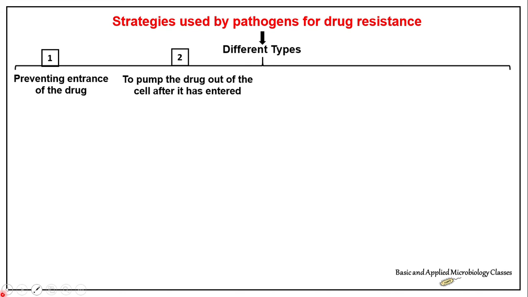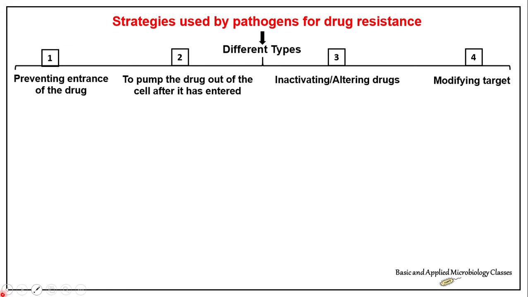Second strategy which is used by pathogenic bacteria is to pump the drug out of the cell after it has entered. Here, the drug has already entered inside the bacterial cell, but bacteria will pump it out, so that the drug should not show any negative response on the bacterial cell. Now, what is the third strategy? Inactivating or altering the drugs. Bacteria can alter or inactivate the drugs. And the fourth strategy is modifying the target. Of course, there is a target on which the antimicrobial drug is going to act. So what will the pathogenic microorganism be doing here? It will be modifying the target.